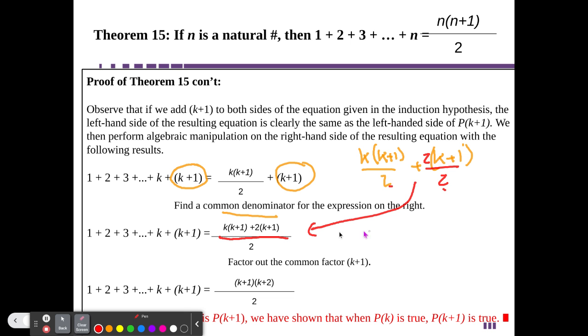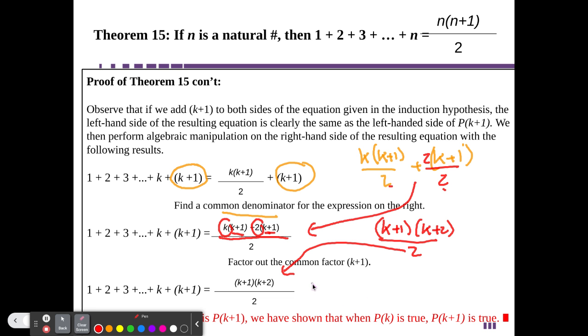So what happened at this point is we looked at this and said, oh, look, there's a k plus 1 right there and a k plus 1 right there. So let's go ahead and factor out that k plus 1. That leaves me with a k and a plus 2. So that's where the k plus 2 comes in. All of that over 2, which is where this came from. So we factored out that k plus 1.